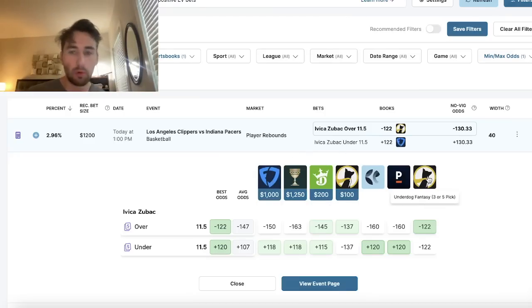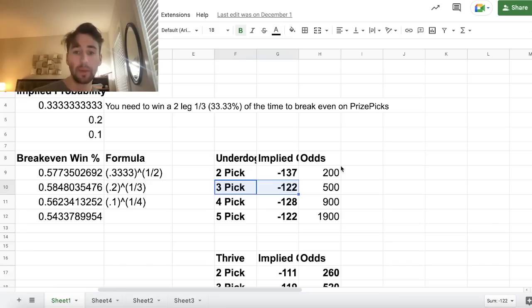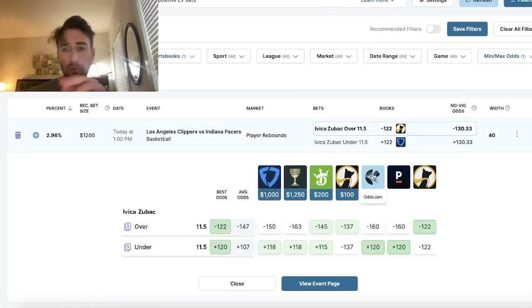There's no BS, right? It's just data. You have all these sportsbooks posting odds on the exact same bet. It's like having hundreds of different prices for a stock. It doesn't really make sense, right? So FanDuel is telling you, hey, Zubac over 11.5 rebounds should be minus 150. Caesars, minus 163. DraftKings, minus 145. Underdog Fantasy, again, we don't want to play two pick entries because we're getting much worse implied odds at minus 137. But since we're playing it in a three pick, we're getting minus 122.